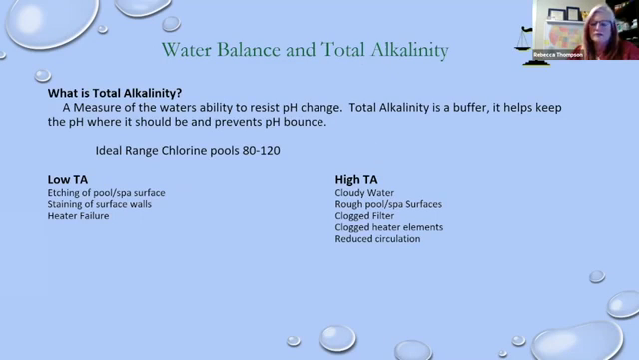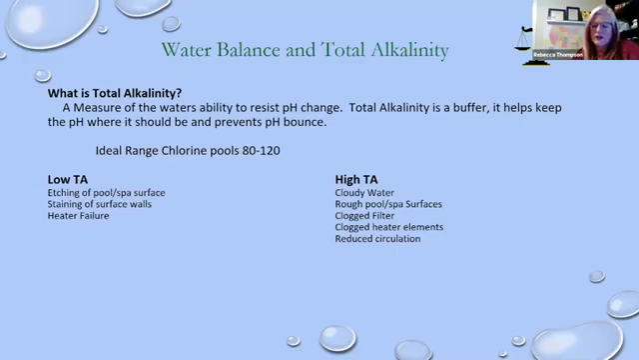Total alkalinity. Alkalinity is the measure of water's ability to resist pH change. I start with total alkalinity because total alkalinity should be the item that is adjusted first. Years ago, there was a product manufactured by Church and Dwight that was called Alkalinity First. The reason you would adjust your alkalinity first is that it is the buffer. It keeps your pH in range where it should be, and it prevents pH bounce.